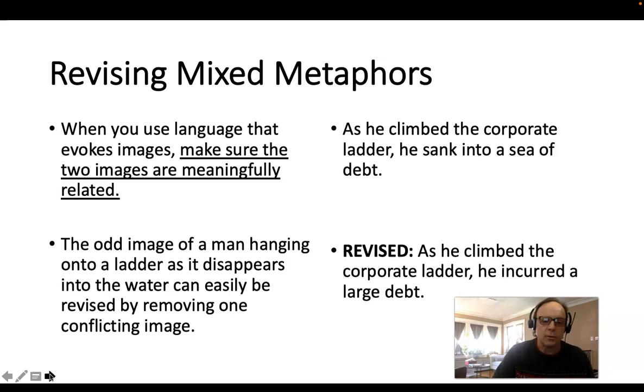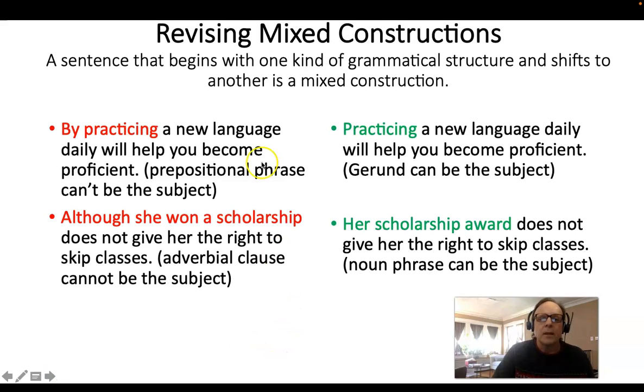Sounds like a surrealist painting or something. Okay. So let's go to revising mixed constructions. This is another thing that can happen: a sentence that begins with one kind of grammatical structure and then shifts. So this is very common. It's easy to do. But let's look at how this might work.